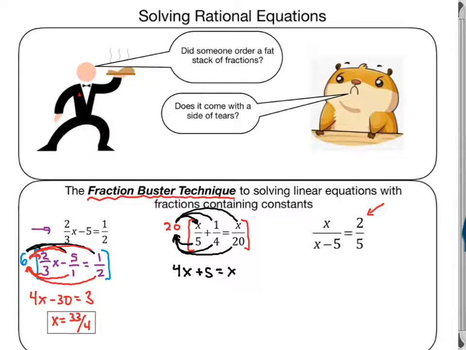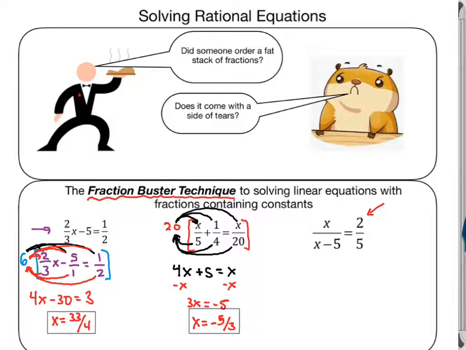So what I'm going to do is subtract x from each side and move the 5 over to the right-hand side. So I get 3x equals negative 5. Divide by 3, and I end up with x equals negative 5 thirds, like that. Now this next one is going to be a little bit different, so let's take a look at reviewing cross multiplication.